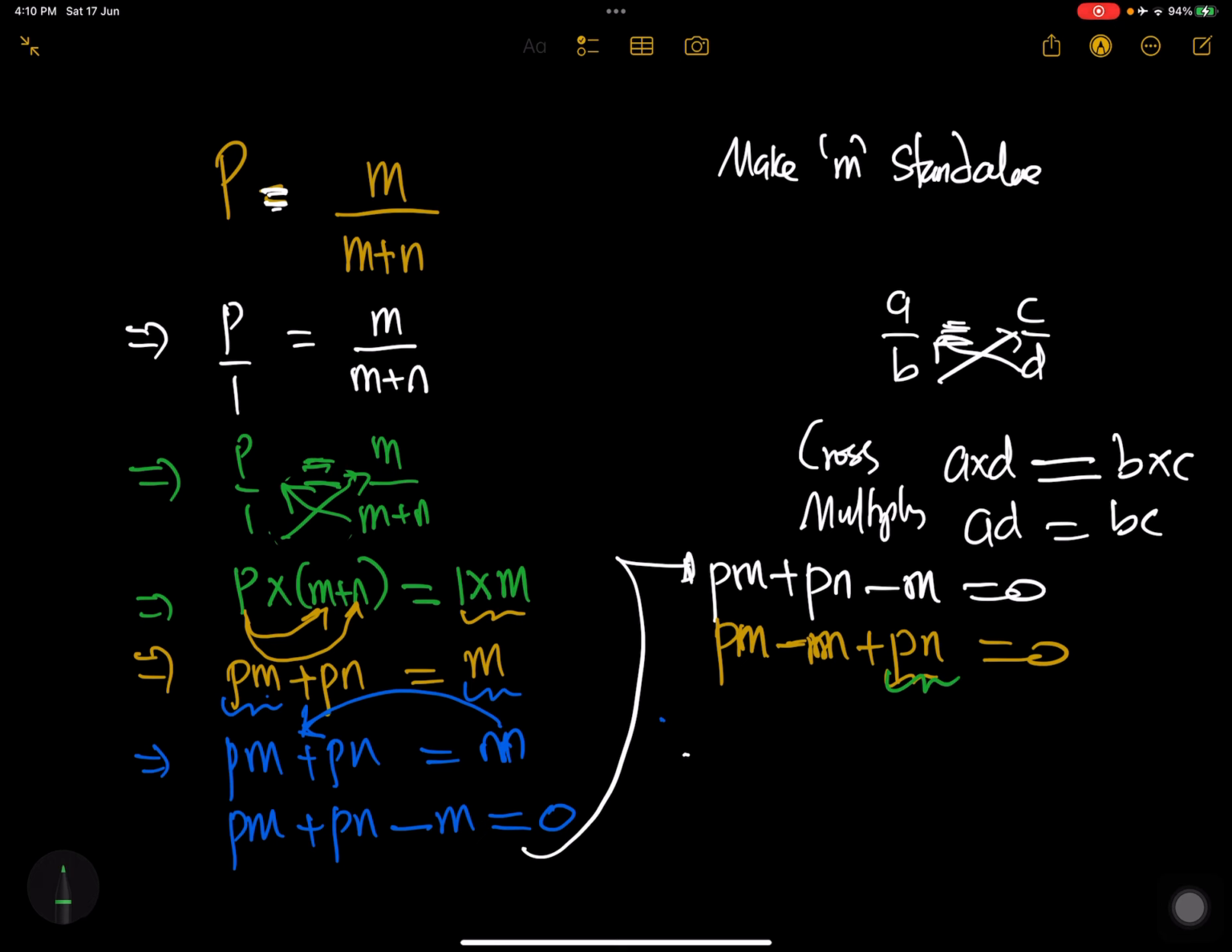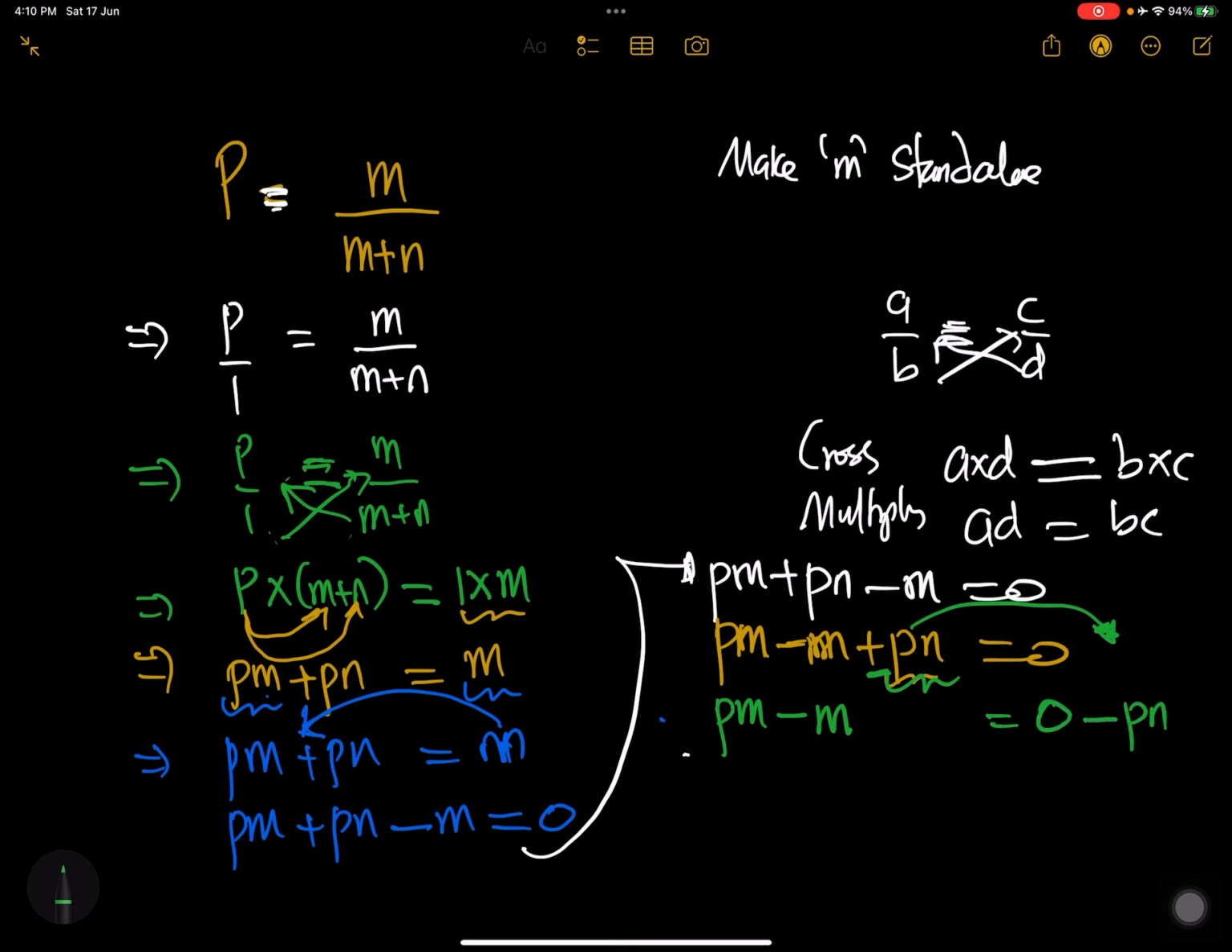I hope you agree. I know you're agreeing with me. And to do that, we're going to move that to the other side. So we're going to have this go here. And when it's going there, this plus sign needs to change. So it's going to be PM minus M equals 0 minus Pn.